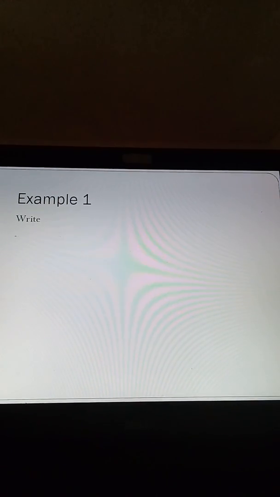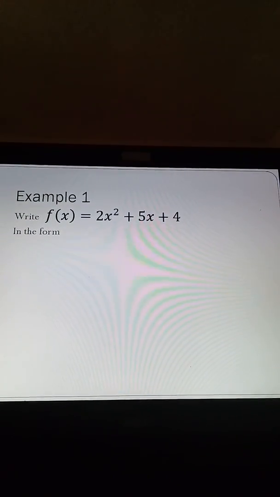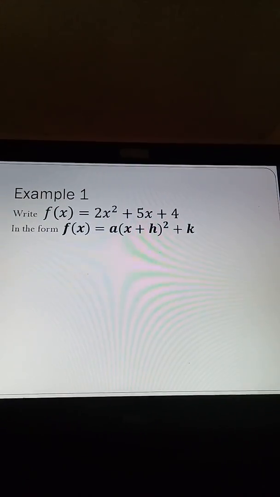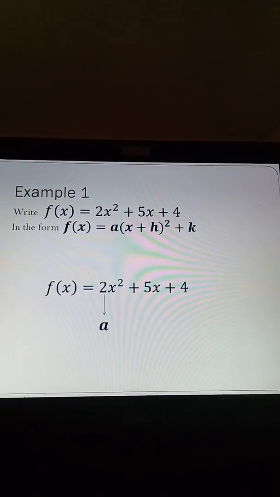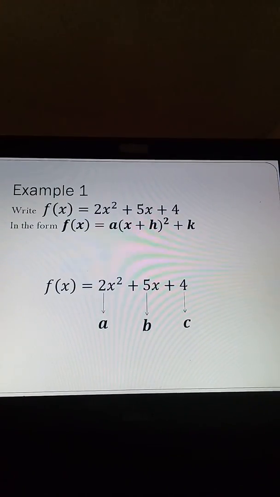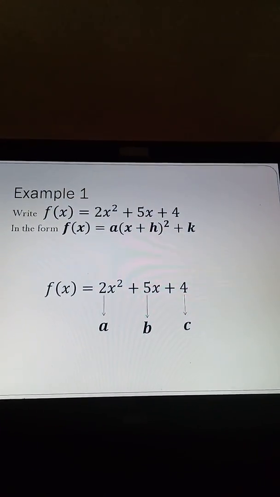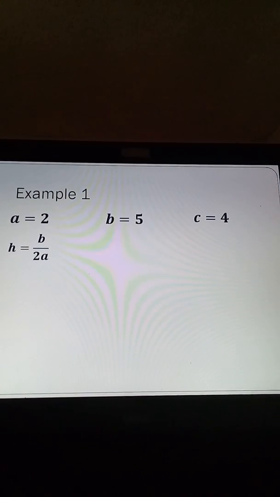So example 1: you need to write this function 2x² + 5x + 4 in that form with the perfect square in it. So first identify your a, your b, and your c. So a is 2, b is positive 5, and c is 4. All of these are positives. So you have identified your a, b, and your c.